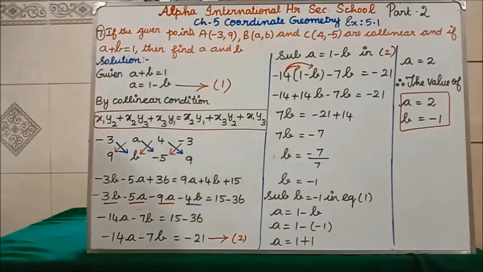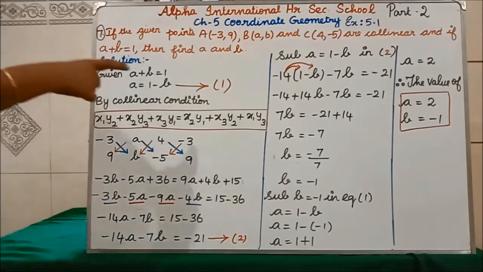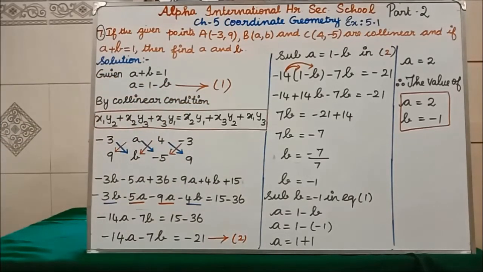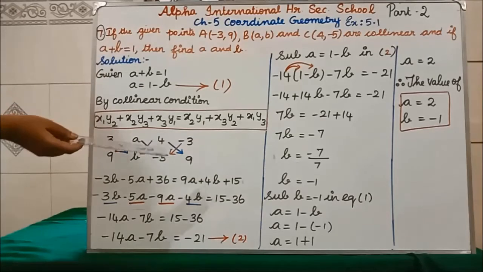Mark that as equation 1. By the collinear condition, I have written that condition here. Now this is the area of the triangle. What we will write is the area formula. Here, what are the vertices they have given? -3, 9, A, B, 4, -5.